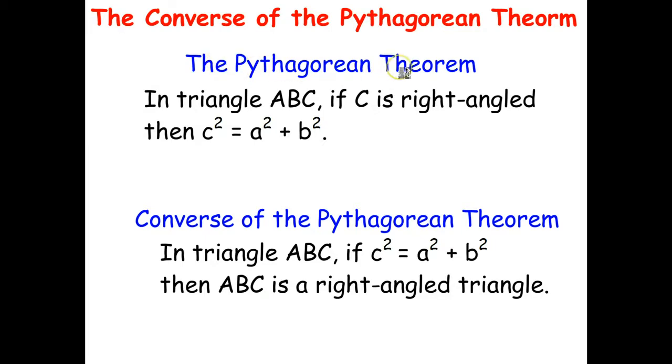The Pythagorean theorem says in triangle ABC, if C is right angled, then C squared equals A squared plus B squared. The converse of the Pythagorean theorem says in triangle ABC, if we know that C squared equals A squared plus B squared, then we know that ABC is a right angled triangle. So with the converse of a theorem, if the theorem says if A is true, then we know B is true, the converse says if B is true, then we know that A is true. So we can actually use this to figure out if a particular triangle contains a right angle or not.